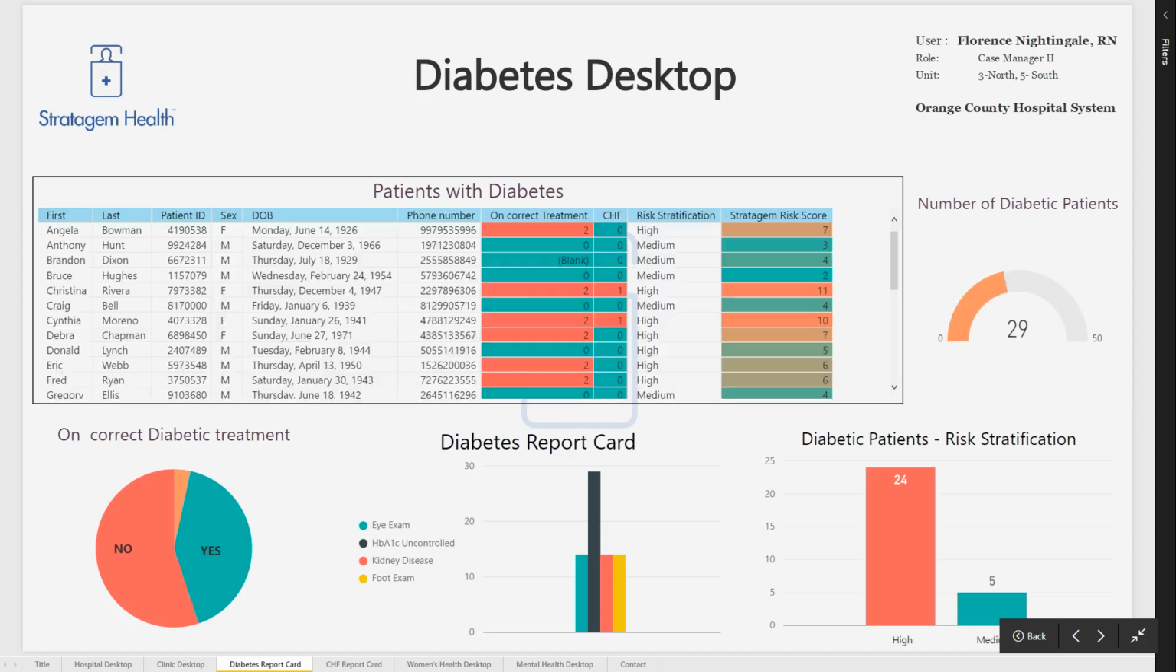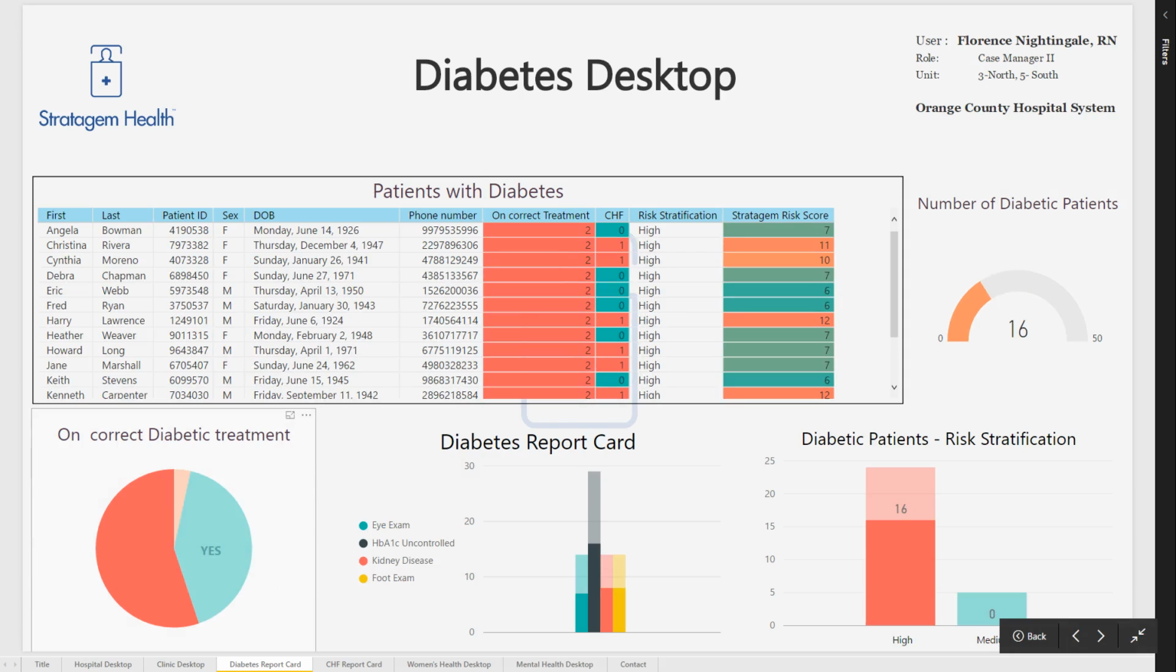Now let's drill down into diabetes. This is a desktop of patients that just have diabetes. So you can see of the 50 patients, 29 of them have diabetes. And of those, you can see that only 12 are getting the right treatment. And this could be the right kind of medications, or that their labs are within the range that the physician and the patient had agreed upon, or they had the right kind of referrals or studies done. The majority of the patients in this example are not on the right treatment.